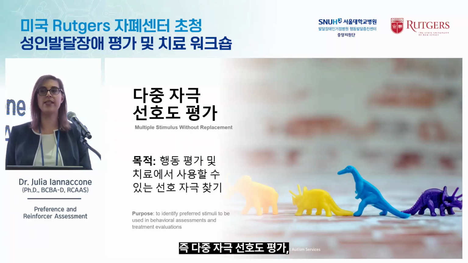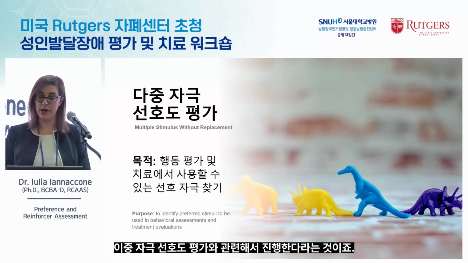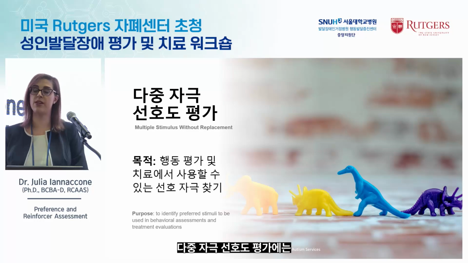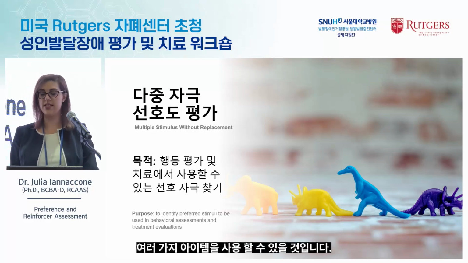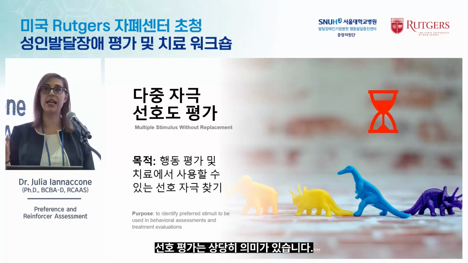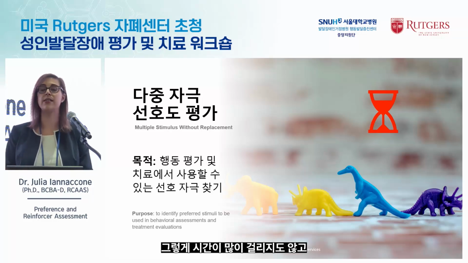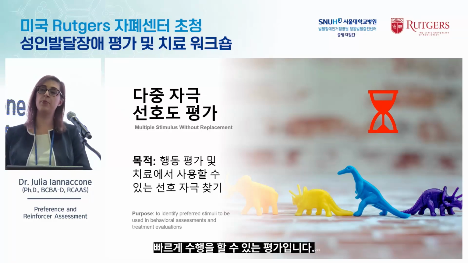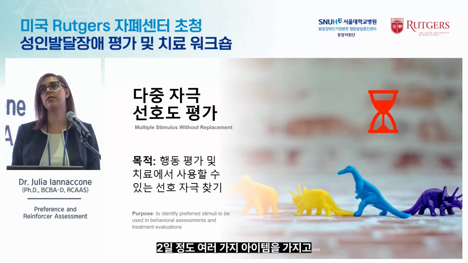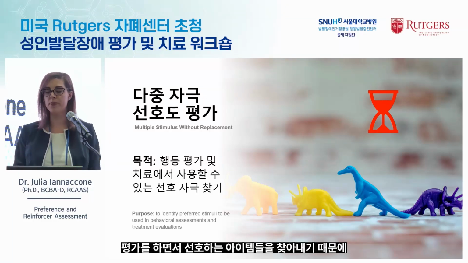So the purpose of the multiple stimulus without replacement preference assessment is to identify preferred items that can be used in treatment evaluations. This preference assessment is really great because it doesn't take a lot of time. It's very quick to conduct. And the PSPA is a little bit longer. So I mentioned that sometimes preference assessments can take us 2 days to do, and that's because the PSPA can be very time consuming, especially if you have a lot of items that you're evaluating their preference for.